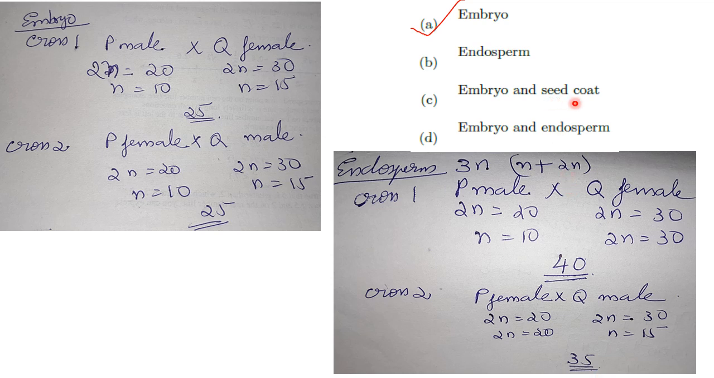It cannot be the seed coat because the seed coat is formed from the female parent. Here the female parent will be different. 2n will be 20 in one case, 2n will be 30 in the other case. So the female parent is different, so the seed coat number also will be different. Embryo and endosperm: endosperm is not the answer. So the answer here is option A, that is embryo.